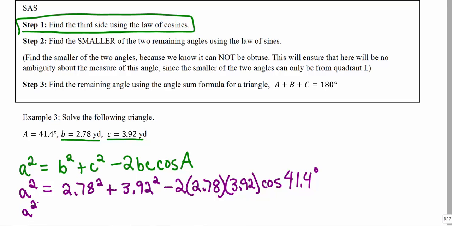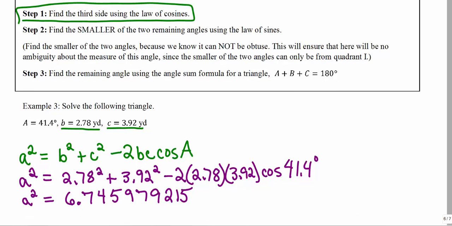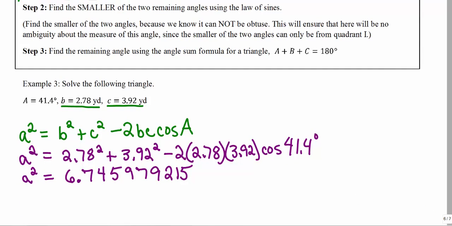So we're going to put that into our calculator basically exactly the way that is written here. And we find that A squared is equal to 6.745979215. Now we're going to leave that in the calculator so we don't have to retype that, and then we're going to hit the square root button. We're going to hit square root, and then second answer. We're going to take the square root of both sides here. Let the calculator store everything in as much as possible.